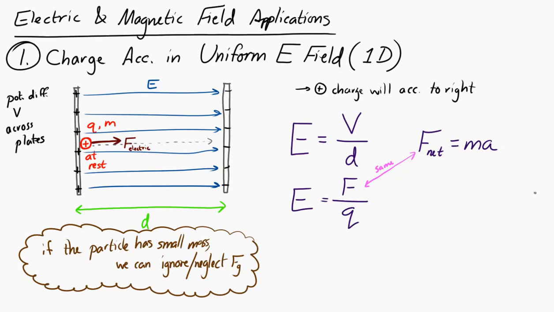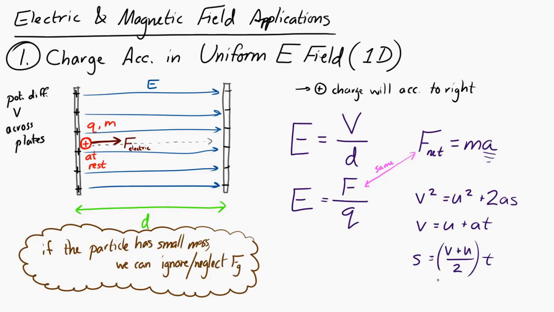So now, if we know the potential difference between the plates, the distance between the plates, the mass, and the charge, we can figure out the acceleration. And once we know the acceleration, we know the initial velocity. And let's say it's going to zoom to the other plate, then we know its displacement. Then we can use a bunch of kinematic equations.